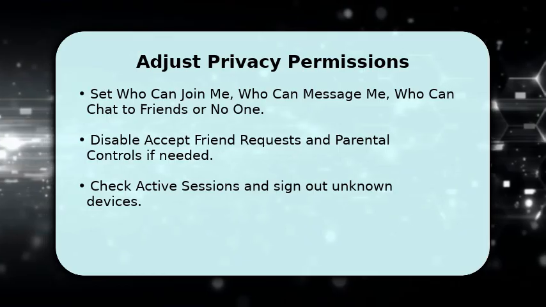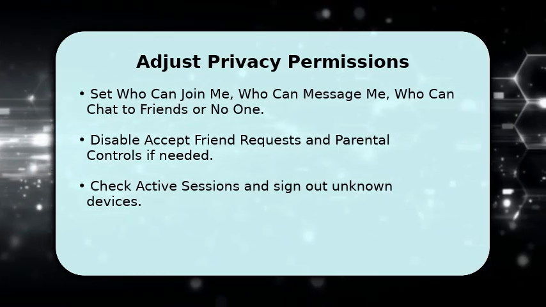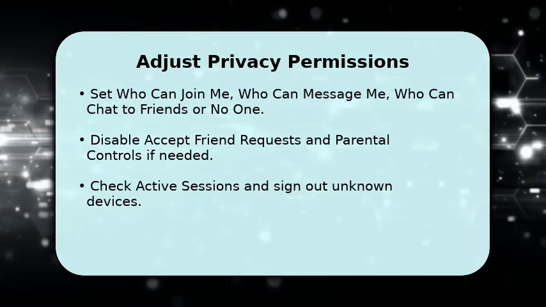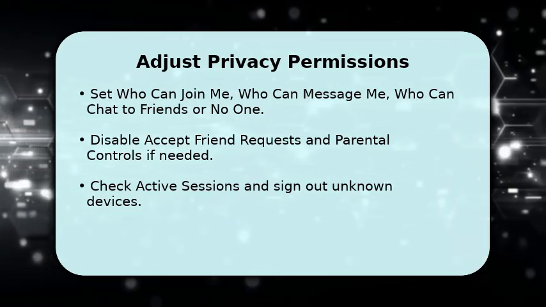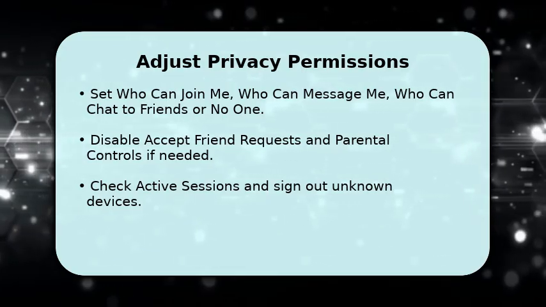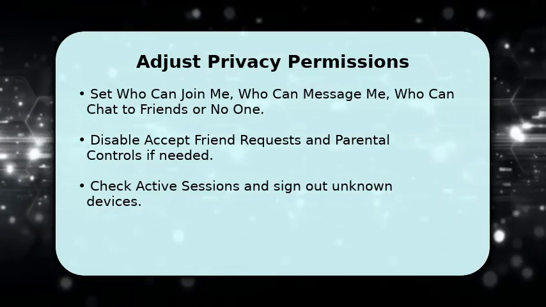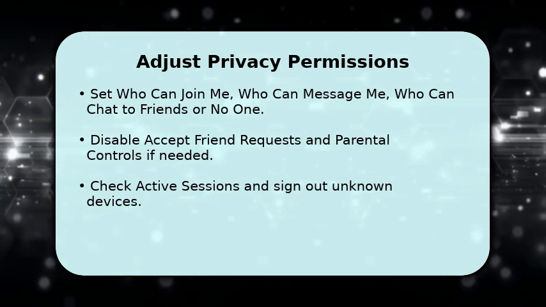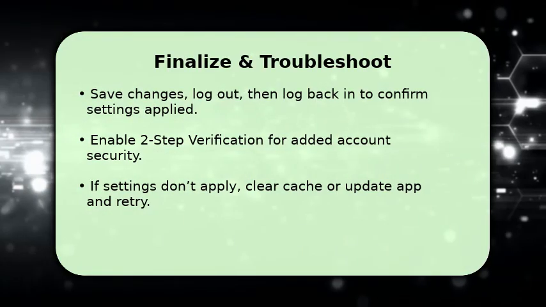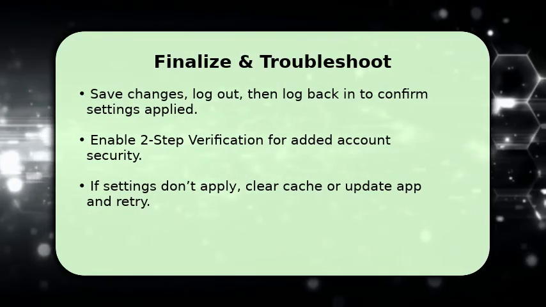If a parent manages the account, update parental controls accordingly. Otherwise, confirm accept friend requests is off. Finally, inspect active sessions under Security and sign out any unknown devices to prevent unauthorized access before moving on. Finish by saving all privacy changes, then log out and log back in to ensure the platform applied them.